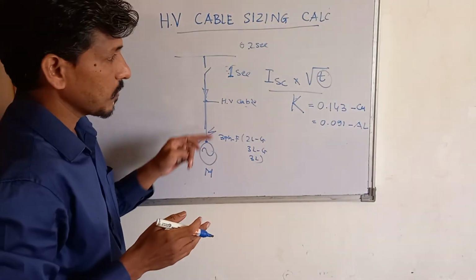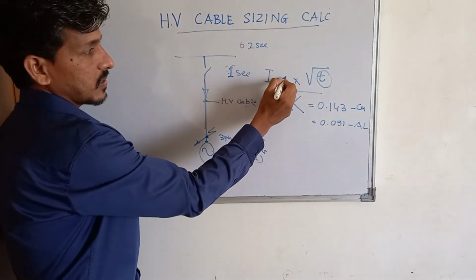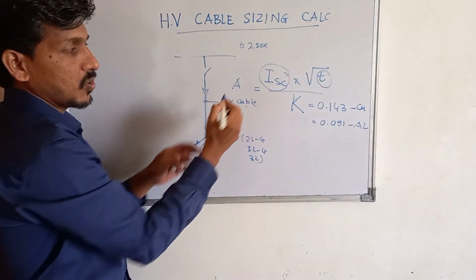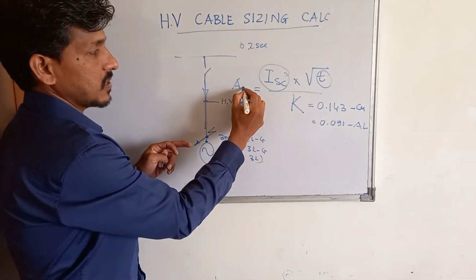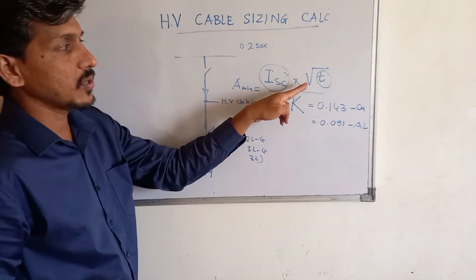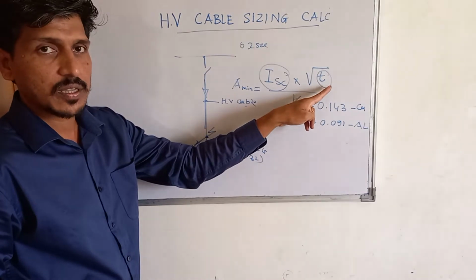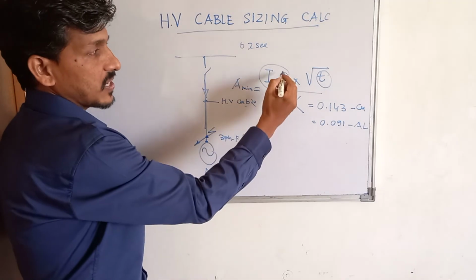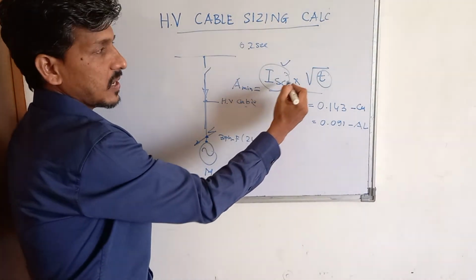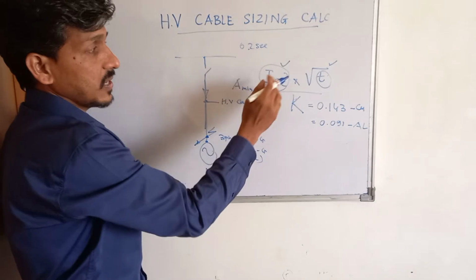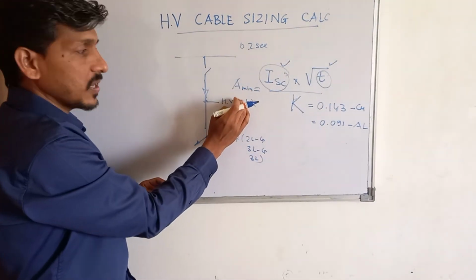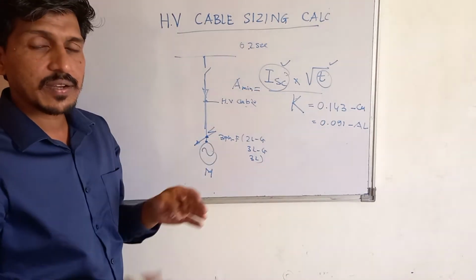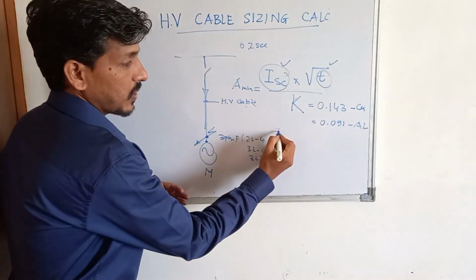The more your short circuit current, the more your minimum cross-sectional area of the cable, that is A minimum. So ISC into root of time T. The more time it takes to clear the fault, the cross-sectional area of the cable will also increase, and this value is constant. That's why ISC and root T are in the numerator. It is directly proportional to your minimum cross-sectional area of the cable. So this is the formula we have to understand. Based on this formula, you will get the minimum cross-sectional area of the cable required.